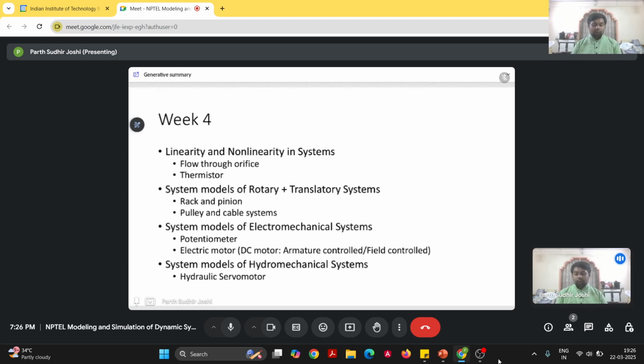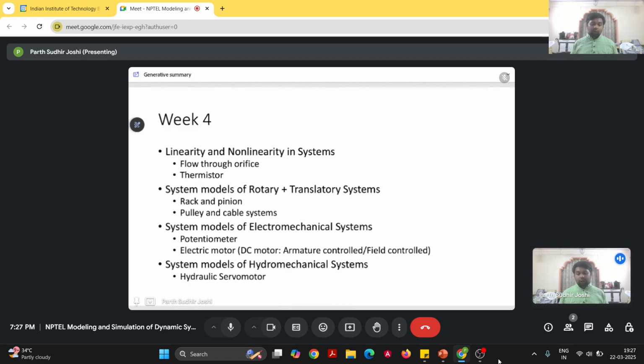Then the system models of hydromechanical systems have also been discussed, considering the example of a hydraulic servo motor. This has been taken as an example to illustrate the system model, where hydraulic pressure is converted into mechanical movement, using the pressure difference across a piston cylinder to create mechanical movement.